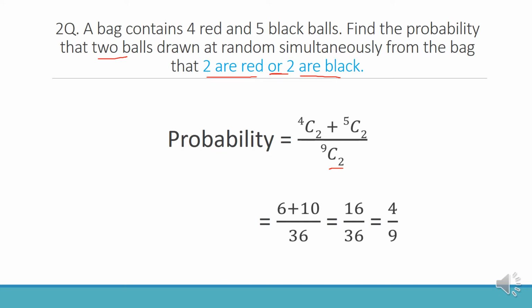So addition place. Two red from 4 red balls, the selection is 4C2, and 2 black from the 5 black balls, the selection is 5C2. So the probability is 4C2 plus 5C2 divided by 9C2, that is equal to 6 plus 10 divided by 36, which is equal to 16 by 36. After solving we get 4 by 9, which is the required probability.